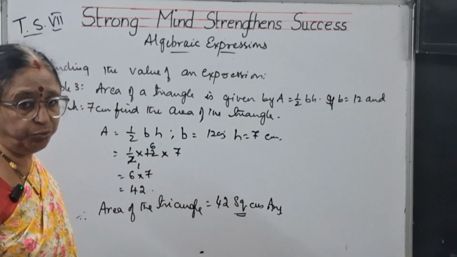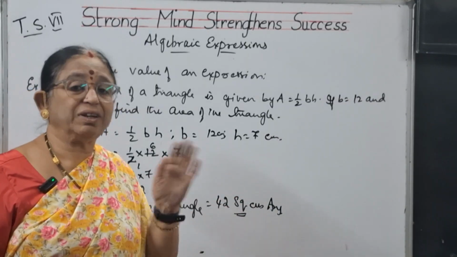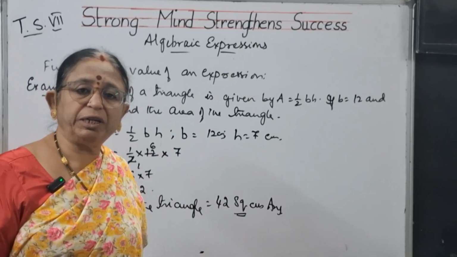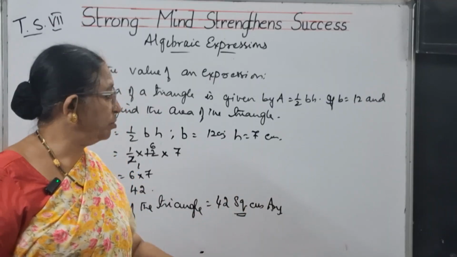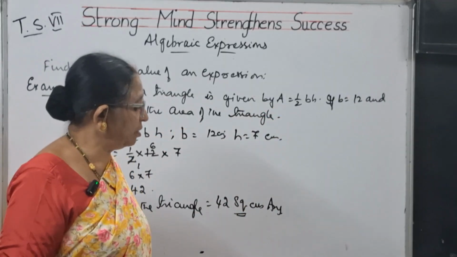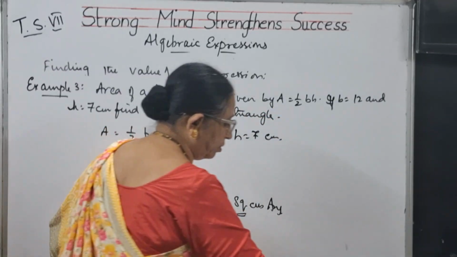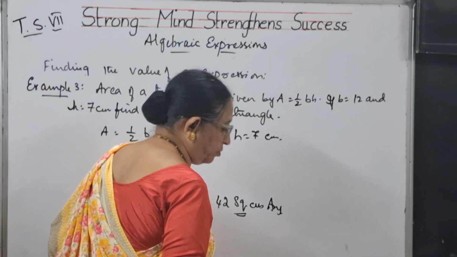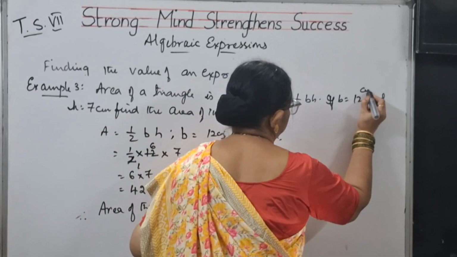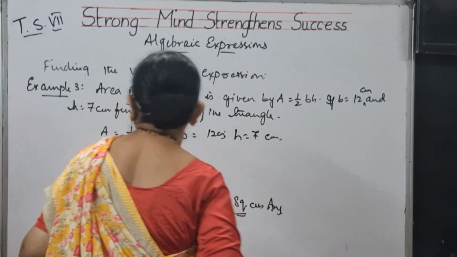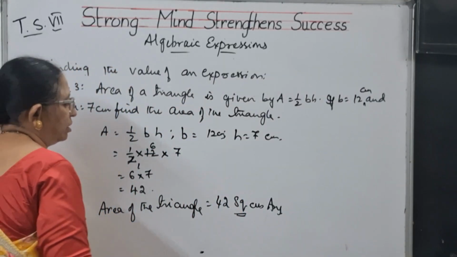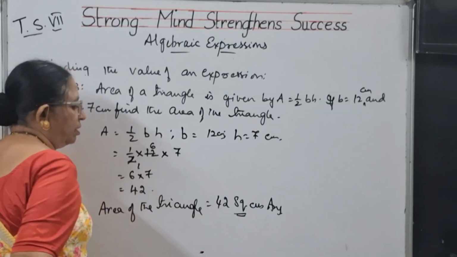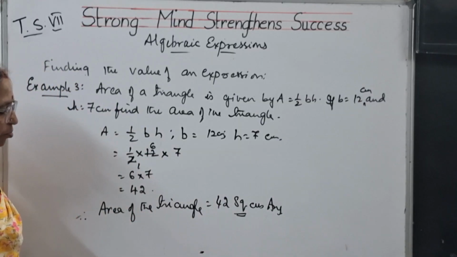Always areas should be taken in units of area, that is square. If the measures are given in meters, square meters. If the measures are given in centimeters, square centimeters. Here you have got the measure as 12 centimeters, and height is 7 centimeters. I have not written it, children. So measurements are given in centimeters. So definitely the answer is in square centimeters. Please note it down. This is example 3.